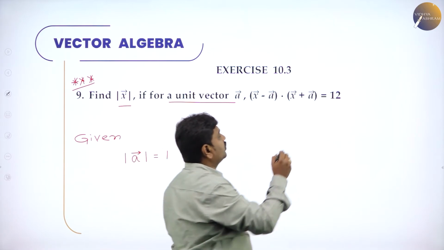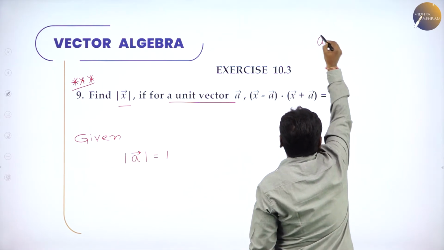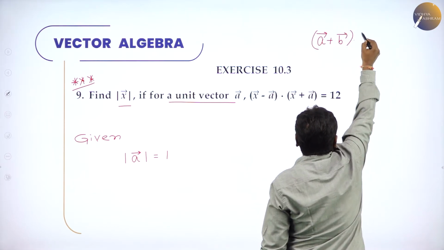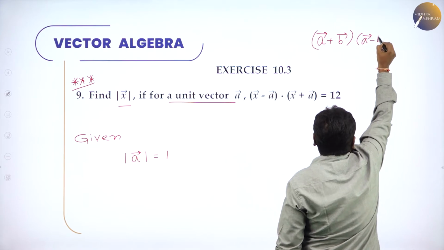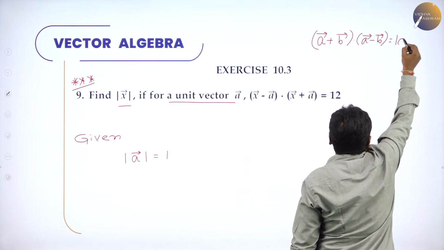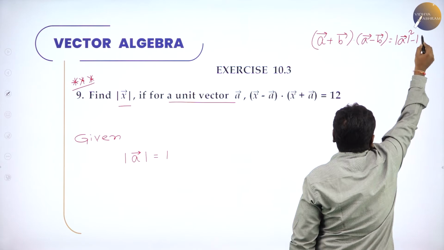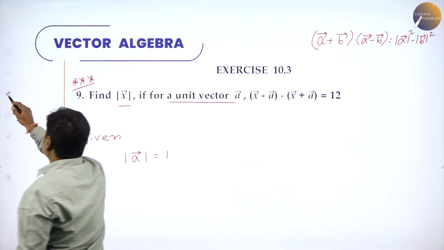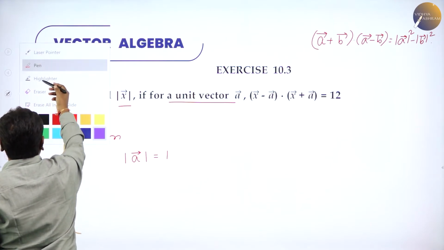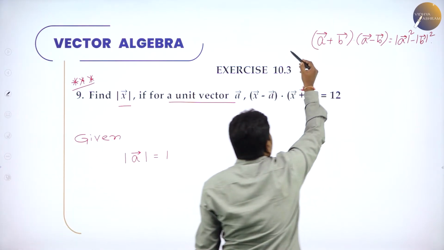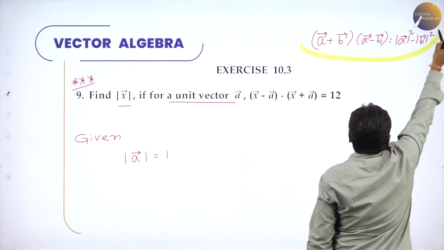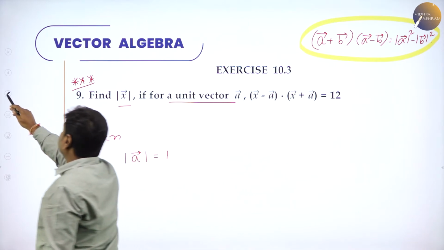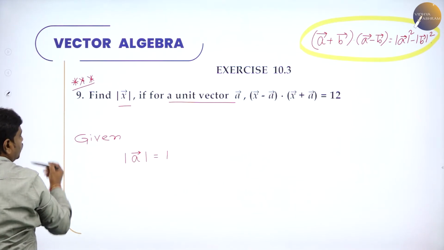So dear students, we'll use the formula vector A plus vector B dot vector A minus vector B. What is A plus B dot A minus B? All of you know A plus B dot A minus B is magnitude A square minus magnitude B square. So it's an important formula. What is the formula? A plus B dot A minus B is magnitude A square minus magnitude B square. Further, we'll go ahead with what is given.